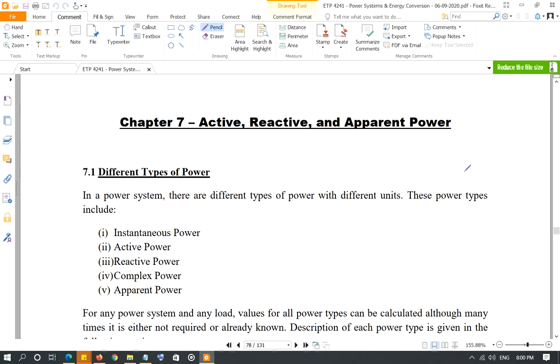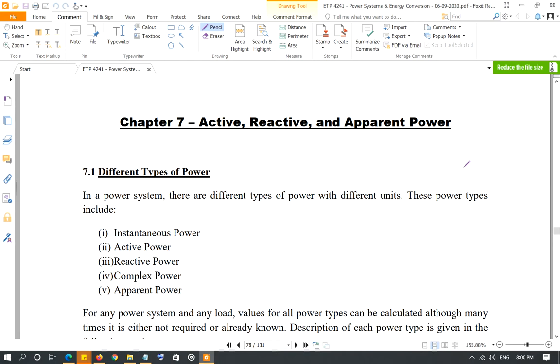Chapter 7 of Power Systems, in which we are going to study different types of AC powers. Now this chapter is basically a revisit to the chapter that you studied in Circuit Analysis or Circuit Analysis 2, where you discussed different types of AC powers. Of course, in power systems, you have the DC power and then you have the AC power.